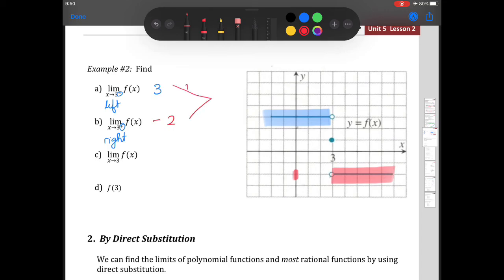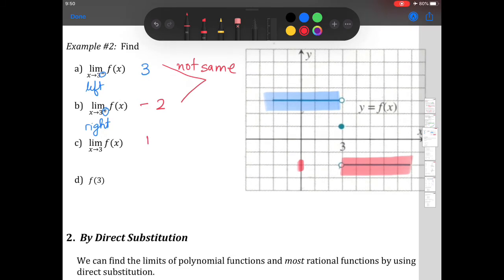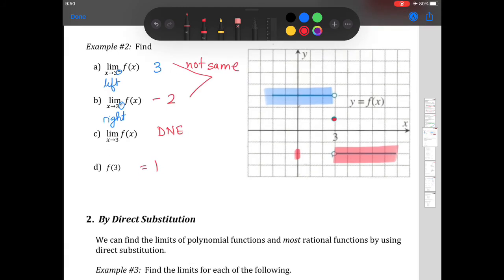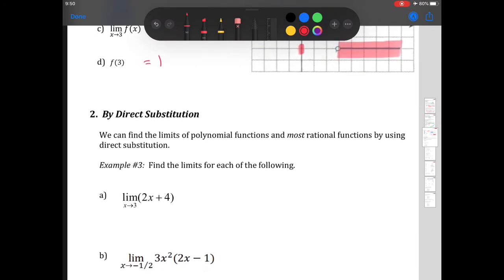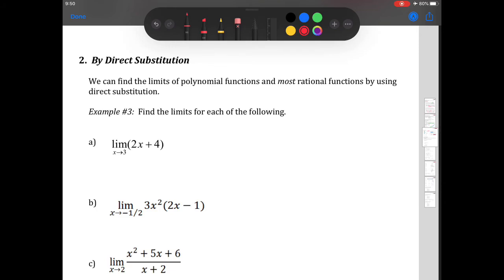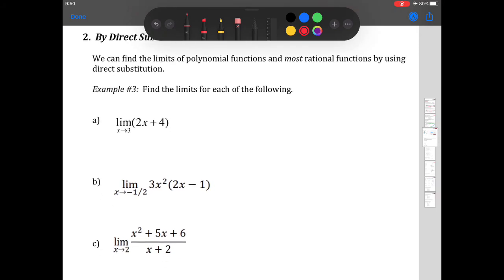Now, are these the same? No, they're not. So the limit as x approaches 3 of f of x, parts D and E, does not exist. Why? Because these two limits are not the same. And part D is f of 3. So at 3, what's my filled circle? It's at 1. So do we understand that? If not, please ask me questions. I hope it's very straightforward. There's not more to explain. You're just looking at how y is behaving, or what's happening to y.